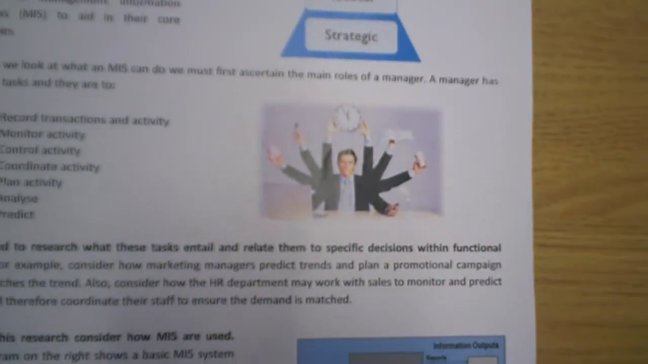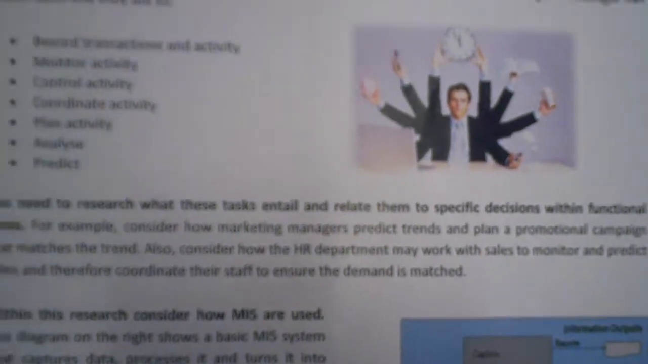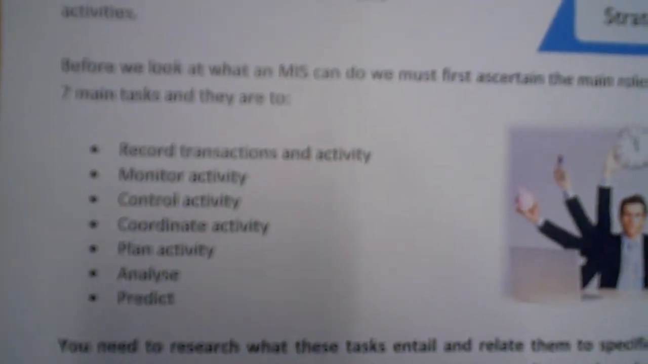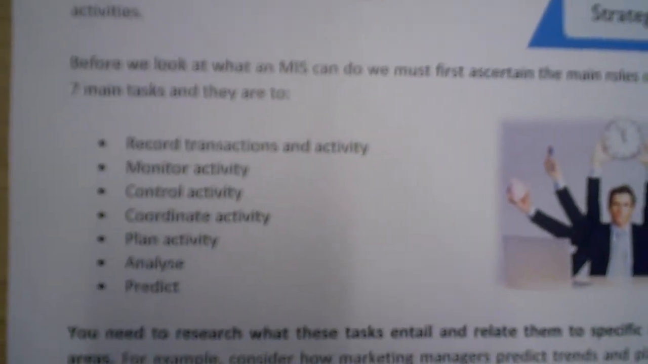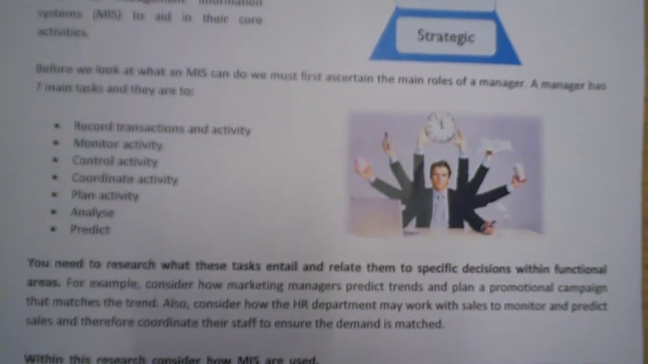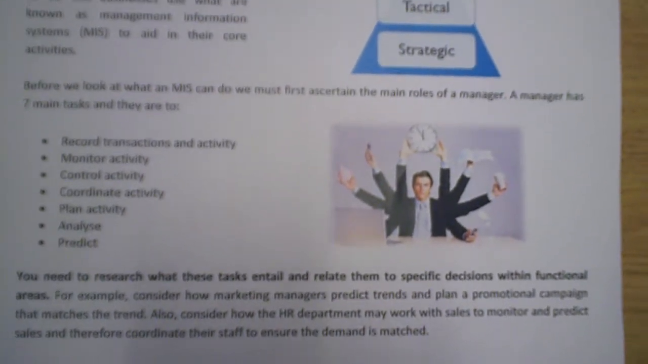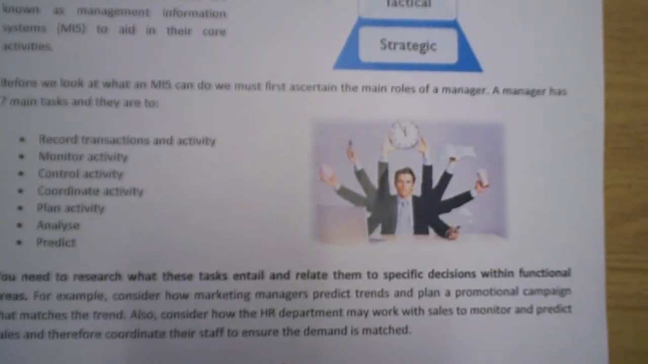Okay? So the bare minimum I expect is a sentence on each of the functions of a manager, and then one specific decision for each functional area. So one specific decision for each functional area.